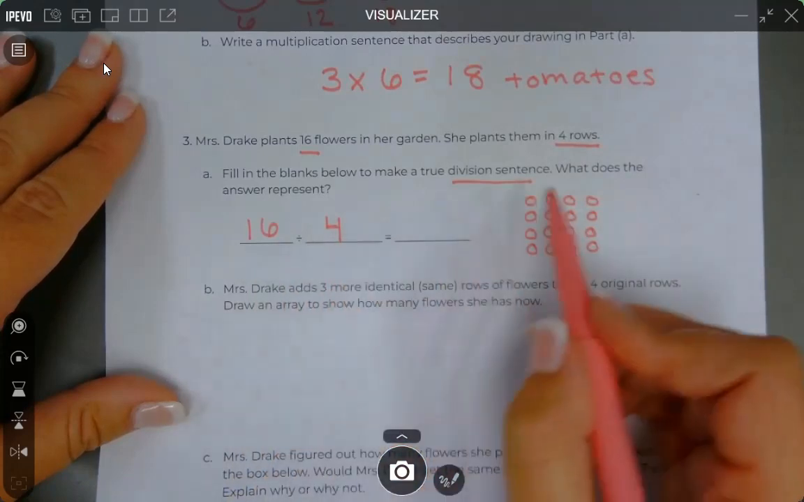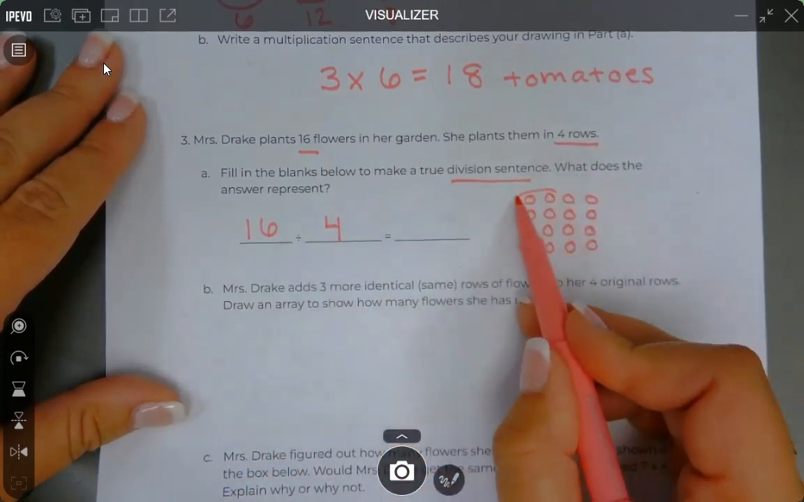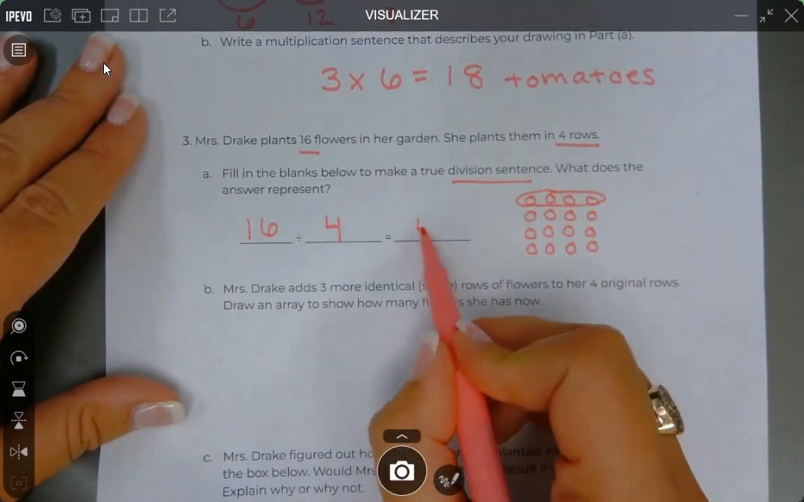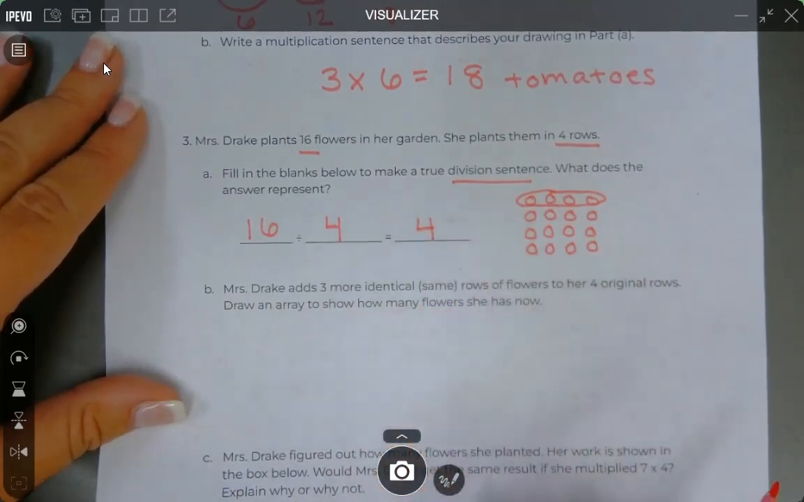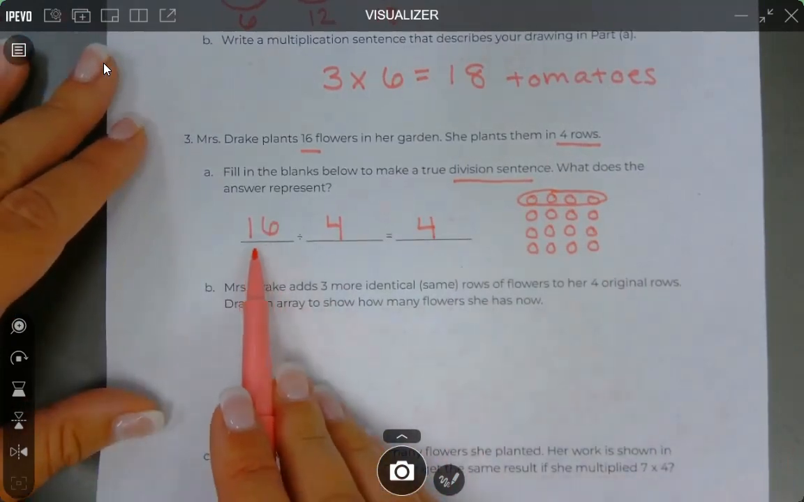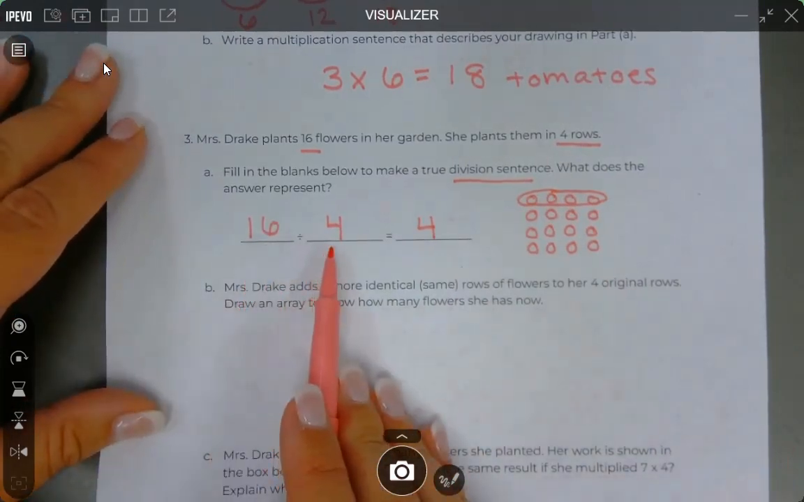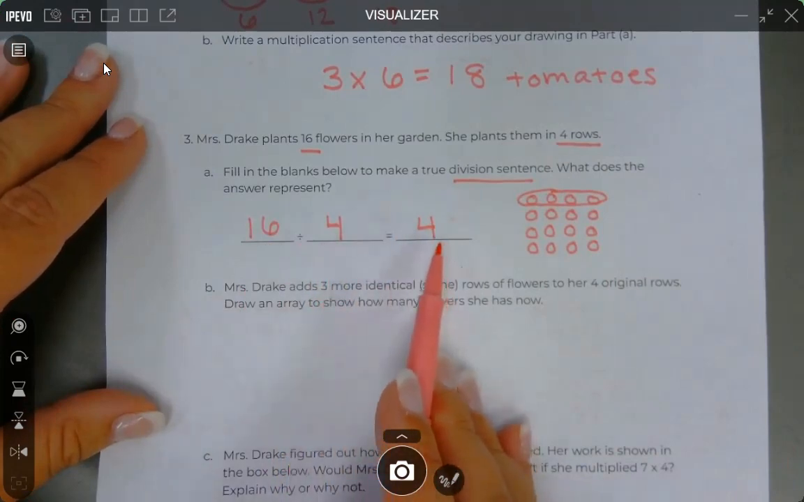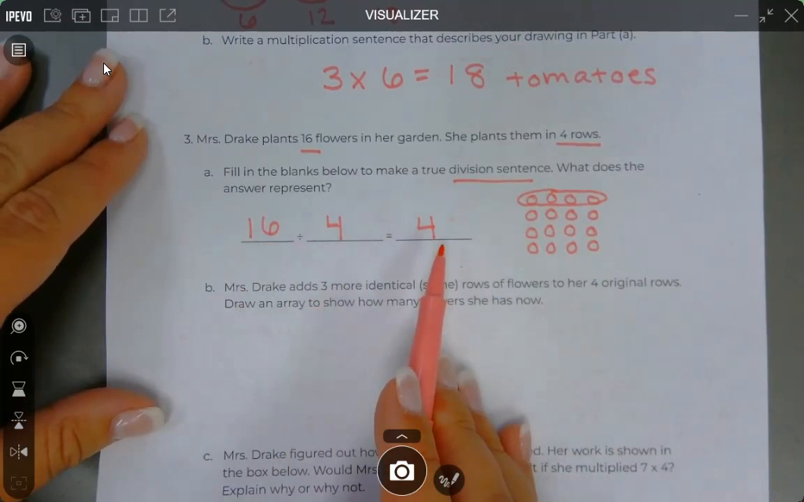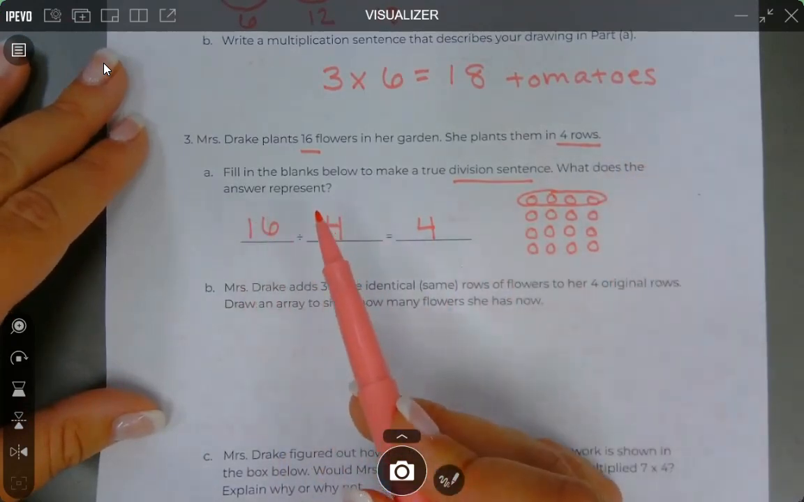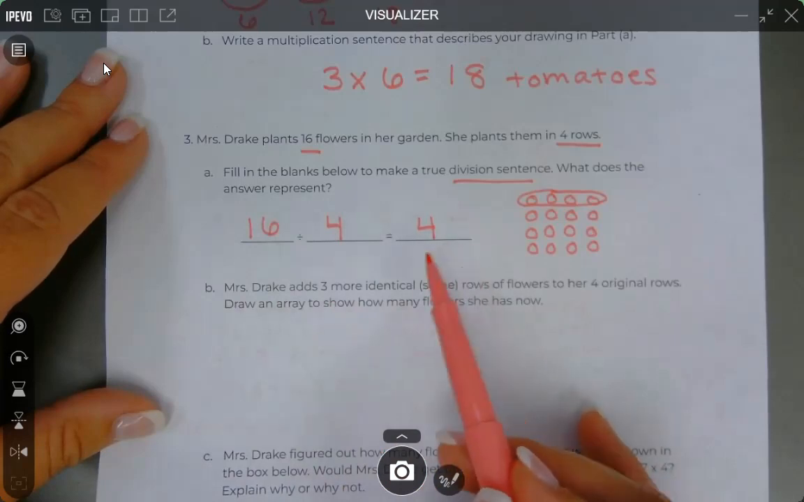Let's see. They told me 4 rows. How many are in each of those 4 rows? There's 4 flowers in each one of those 4 rows. So I know 16 flowers divided by 4 rows of flowers equals 4 flowers in each row. So it's asking you, what does the answer represent? What does this quotient, this answer represent?